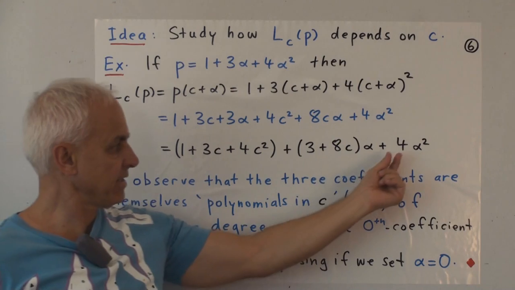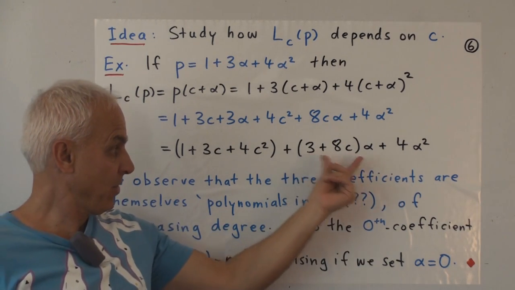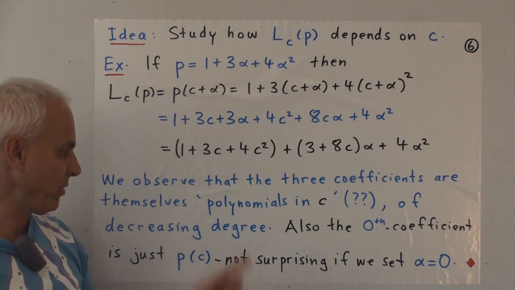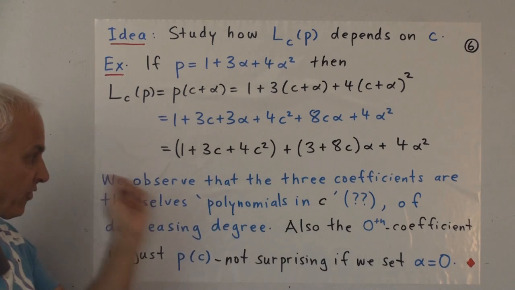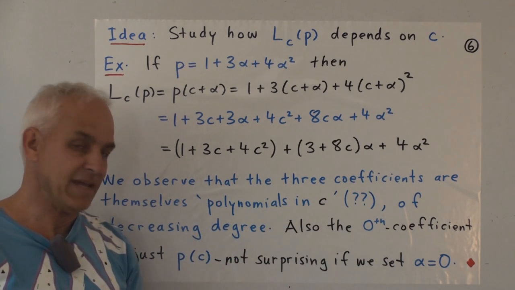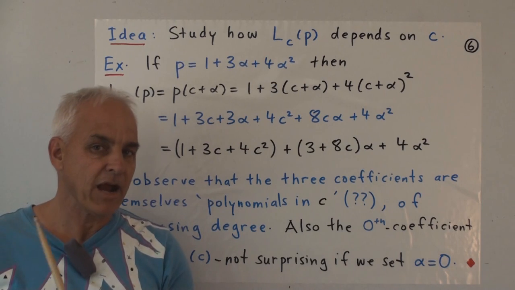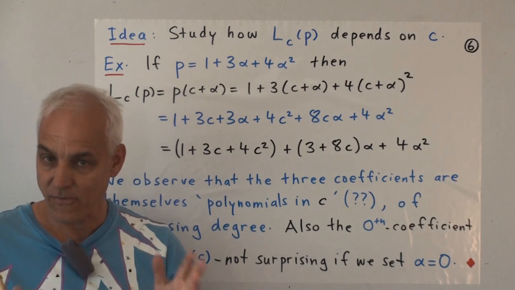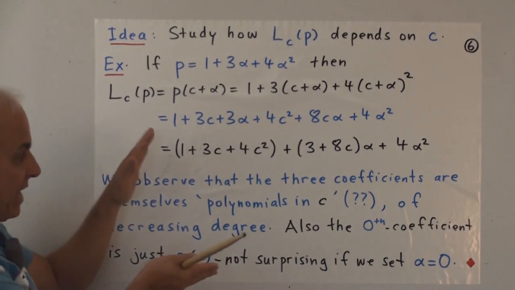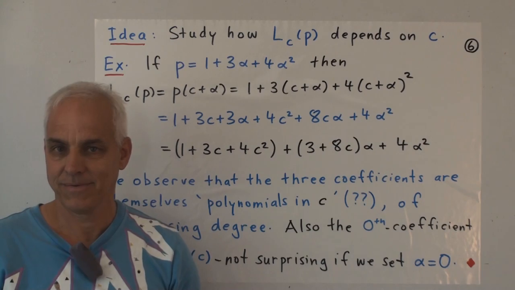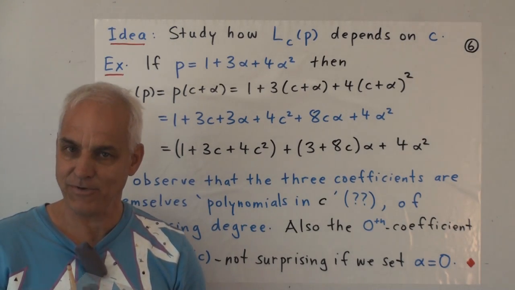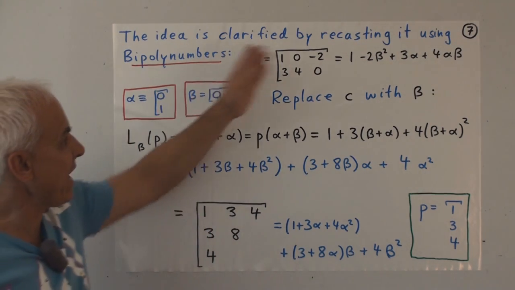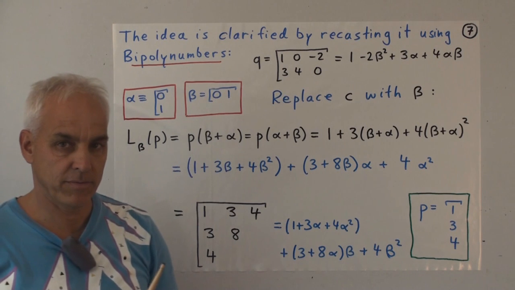But where do these things come from? Could we have predicted what those coefficients are? And what are we really doing here? It's not entirely clear, because we're starting to treat c as some kind of variable. We said we would try to be careful about not doing that kind of thing. Well, fortunately, we have a framework that allows us to say exactly what we've been doing here. It's the framework of polynumbers. So what we did on that previous slide is clarified by recasting it using polynumbers.